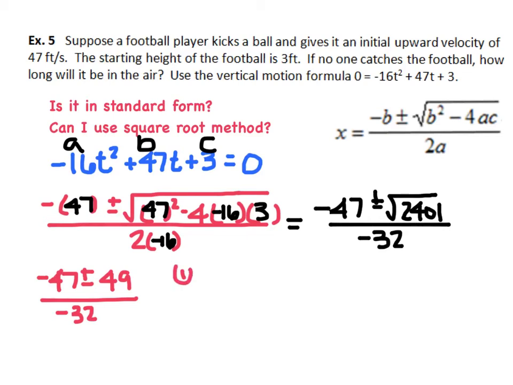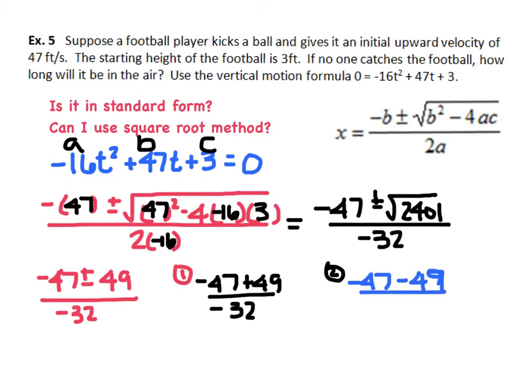Remember, you get two problems. First problem, negative 47 plus 49 divided by negative 32. And the second problem, negative 47 minus 49, all divided by negative 32. So the first one, when I break that down, we get negative 0.06.